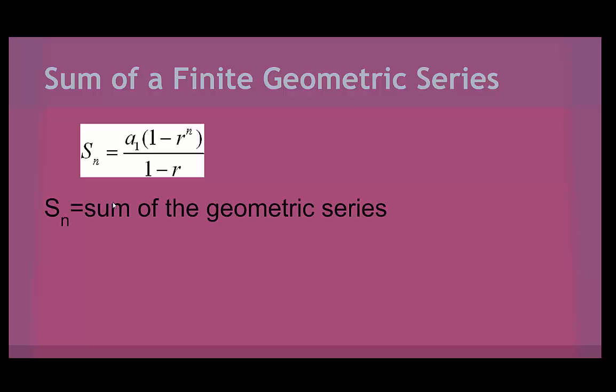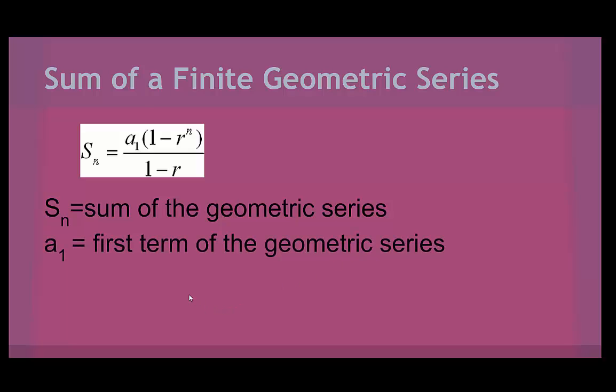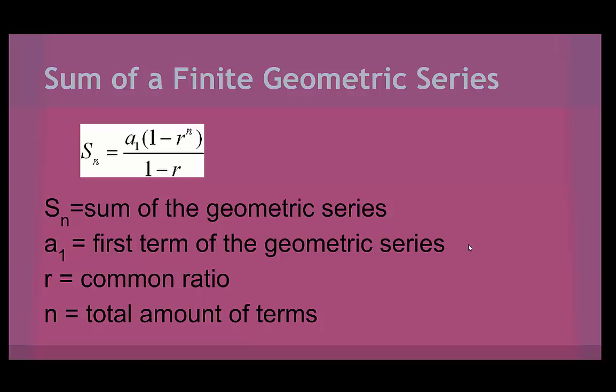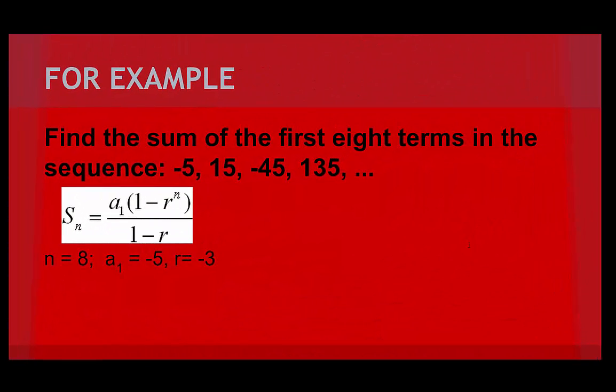So what if you were trying to find the sum of a finite geometric series? You would use the formula S of n is equal to a sub 1 times 1 minus r to the nth power, all divided by 1 minus r. S of n represents the sum of the geometric series. A sub 1 represents the first term in the geometric series, R represents the common ratio, and n represents the total amount of terms. Let's try using it in an example.